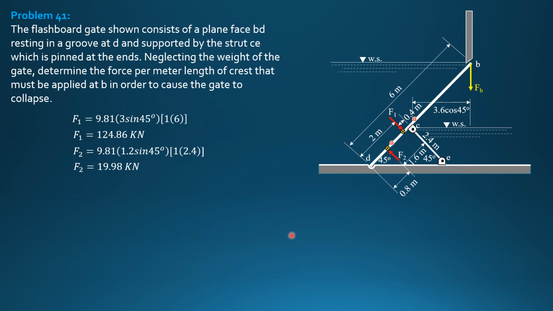Summation of moment about C equals 0. FB times 3.6 cosine 45 plus F2, 19.98, times 1.6 equals F1, 124.86, times 0.4. Solving for FB gives 7.062 kilonewtons per meter. So that's it for this problem.